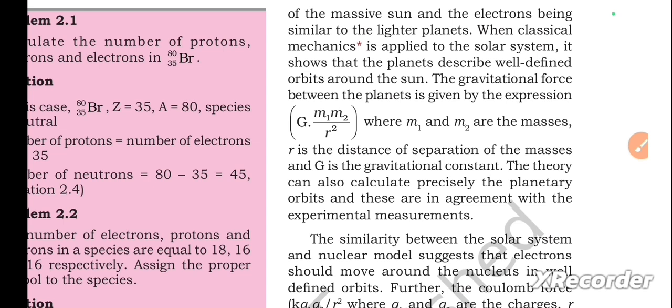When classical mechanics is applied to the solar system, it shows that planets describe well-defined orbits around the sun. The gravitational force between the planets is given by the expression G m1 m2 / r², where m1 and m2 are the masses, r is the distance of separation of the masses, and G is the gravitational constant. The theory can also calculate precisely the planetary orbits, and these are in agreement with the experimental measurements.